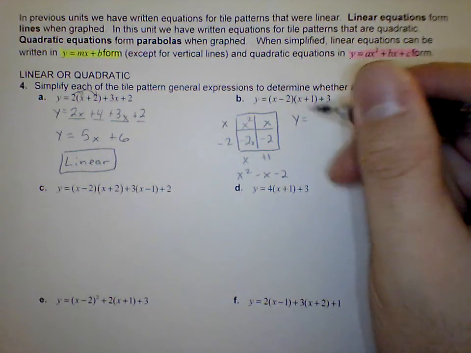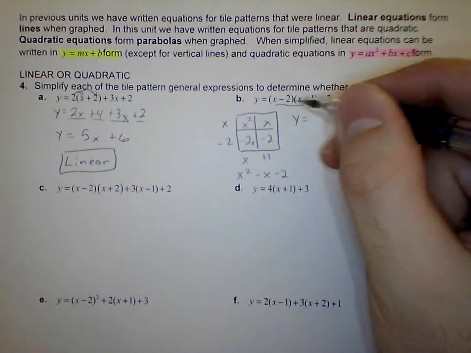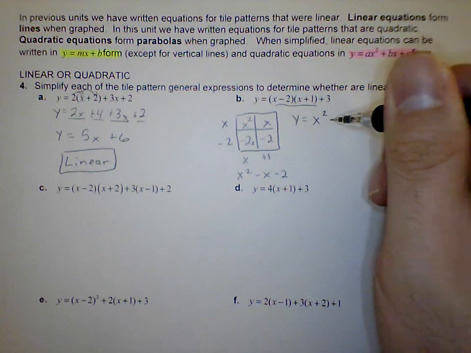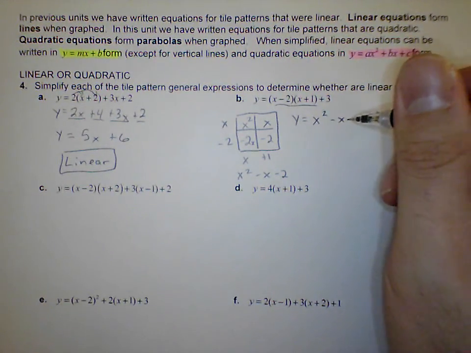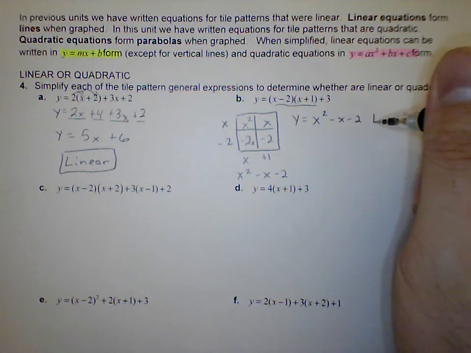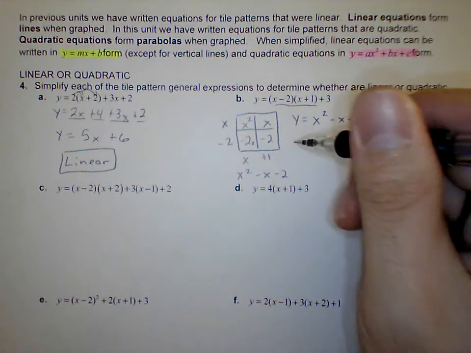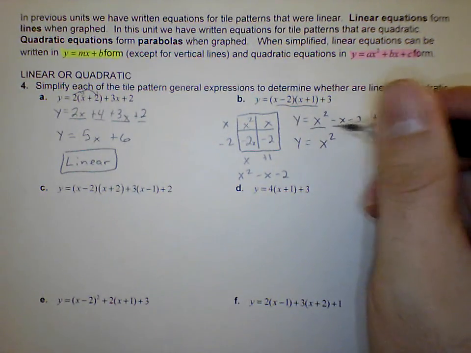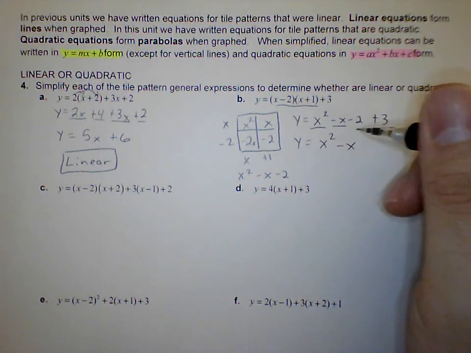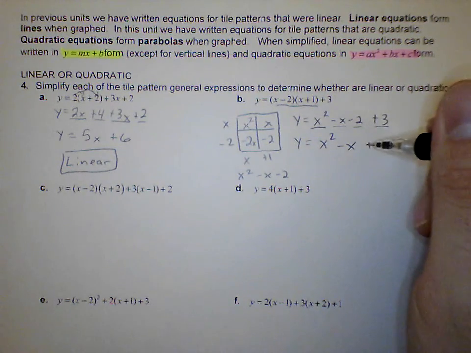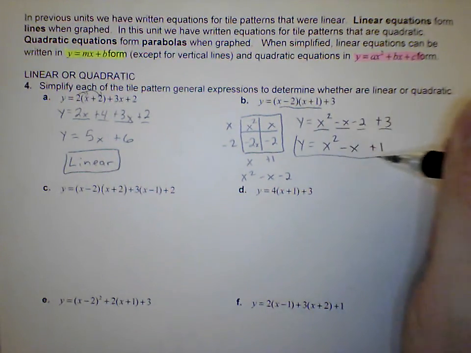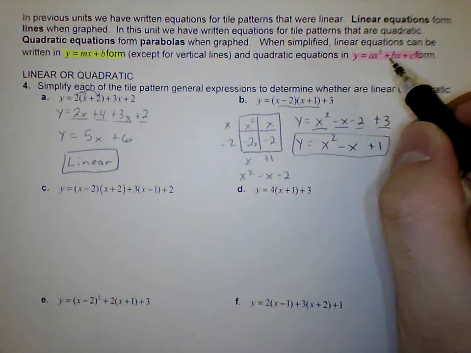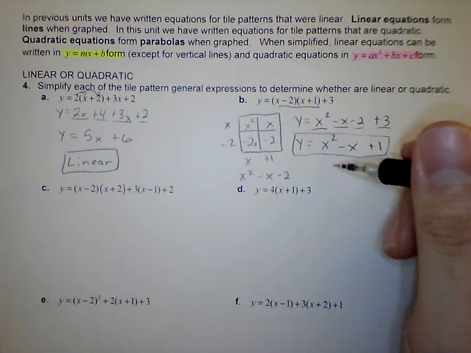So y equals, instead of that, x minus 2 times x plus 1, that's going to turn into the area as a sum, which is going to be x squared minus x minus 2, and then plus 3. So combining like terms, we get y equals x squared, that's the only x squared term we have, minus x. And then negative 2 plus 3 is going to be plus 1. Right? And since that looks more like the quadratic form here, that's going to be quadratic.